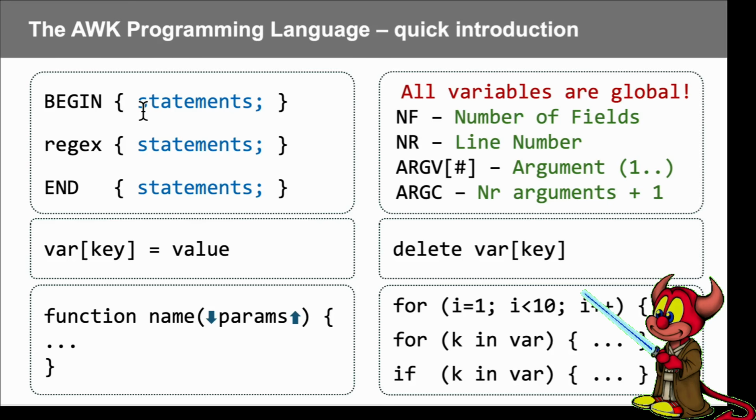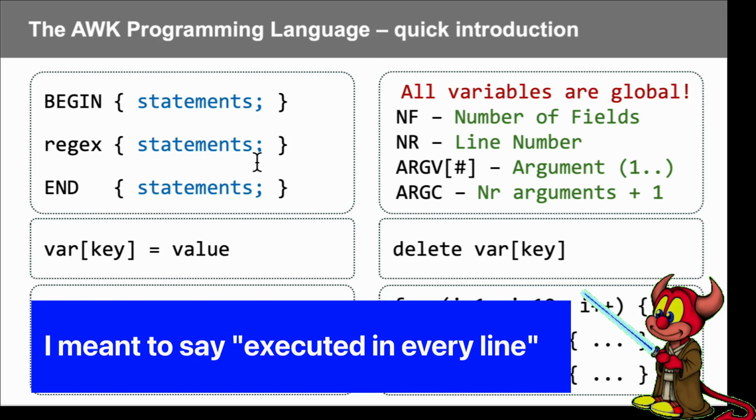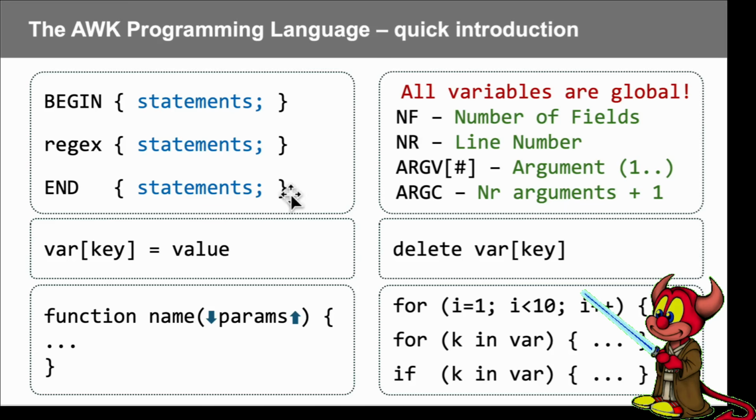BEGIN means that the statements inside here are executed before any lines in the file that you want to process. The regular expression means that if a line matches this regular expression, then these statements are run. If the regular expression is not present, then the statements are executed on every line. You can have several of these lines in your AWK script. The END part means that those statements enclosed in the brackets are executed after processing the entire file.